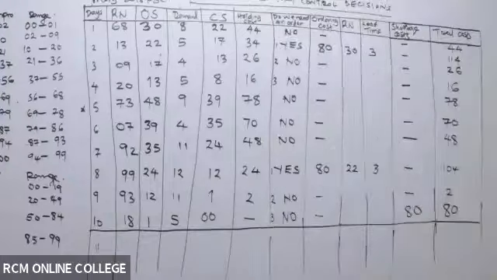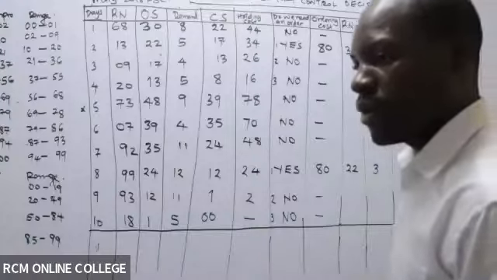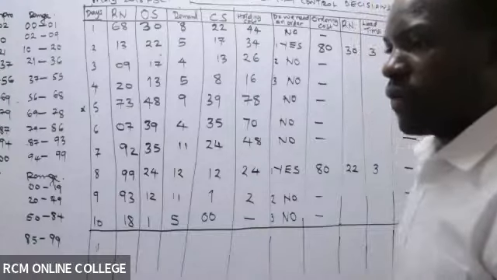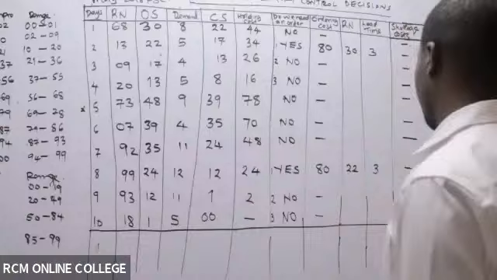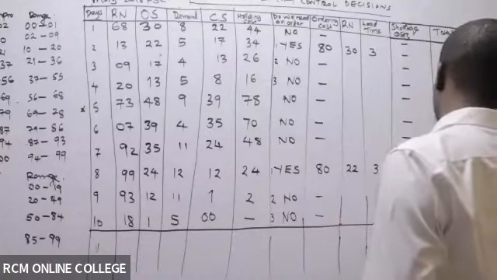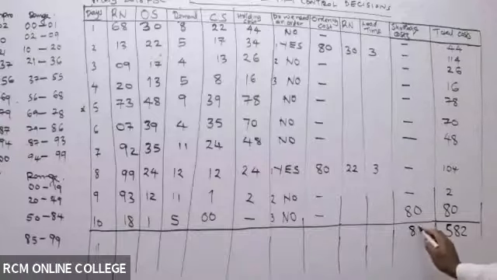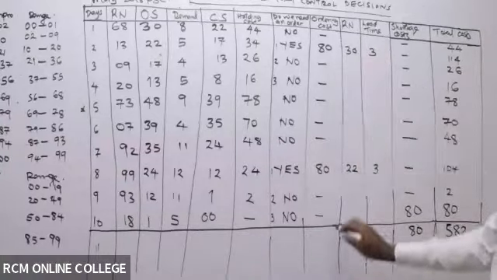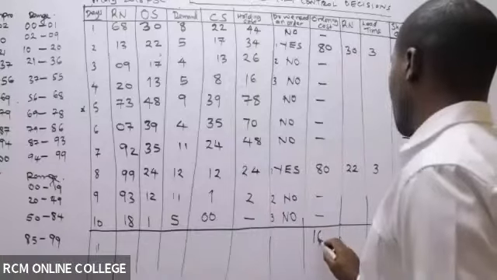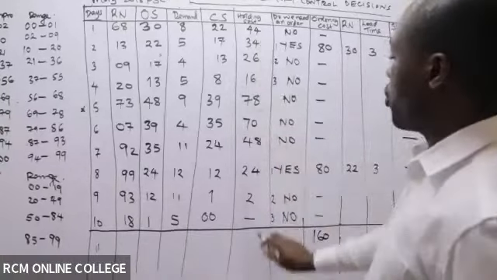Good. So total cost, tunapata ngapi? 582. So we have 582. It is the summation of shortage cost plus ordering cost plus holding cost. Very simple.